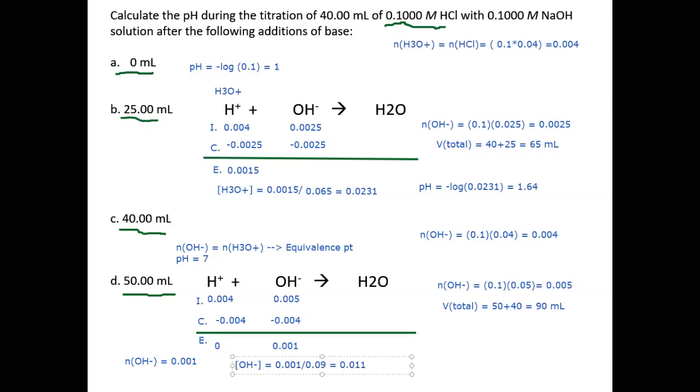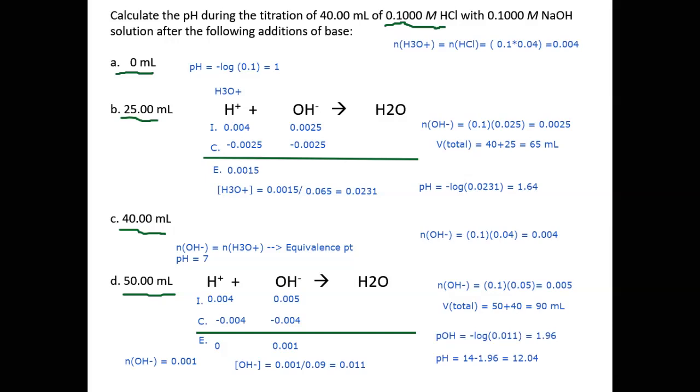Now that we found the new concentration of hydroxide, we can find the pOH, and then the pH. And then pH is 12.04.